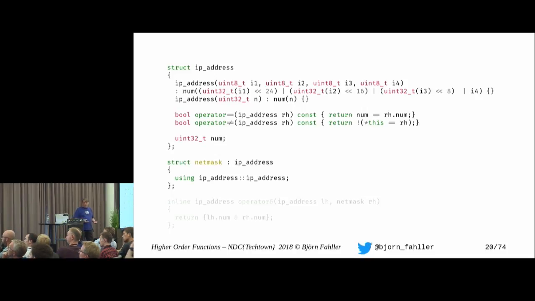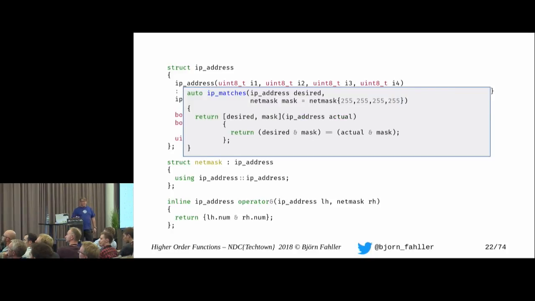Then we need a net mask, which is sort of an IP address, and I want to be able to do bit masking with an IP address and a net mask. Nothing strange. So now I can write a higher order function, IP matches, that takes the address I'm searching for and a mask that defaults to compare the entire address. So I capture the address I'm searching for with a mask, and it's callable with some other address, and we check if the masked address is equal to what we were searching for.